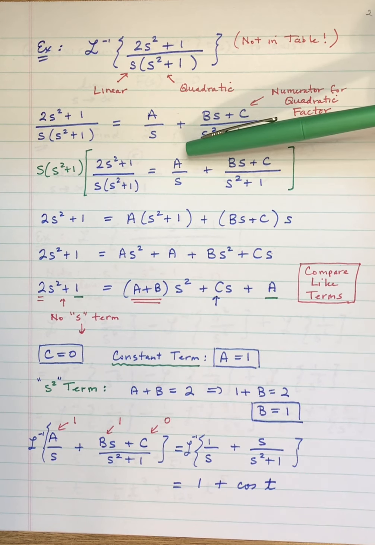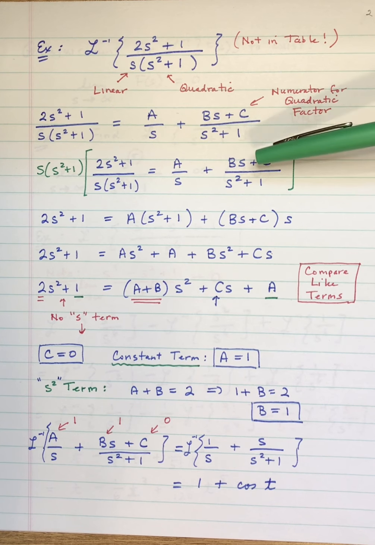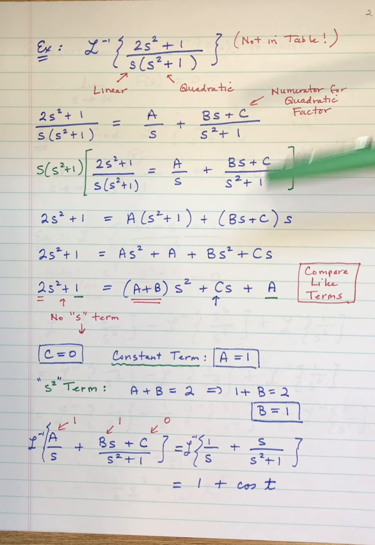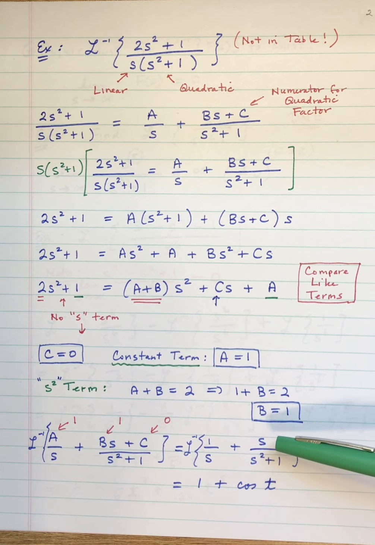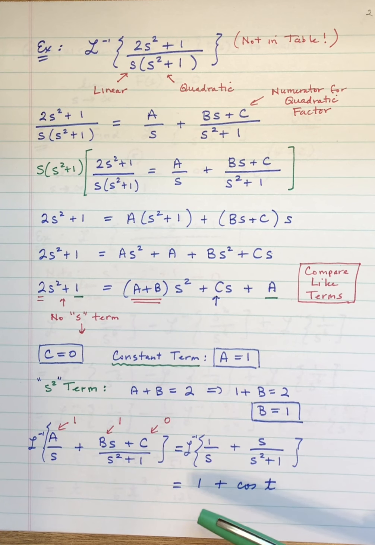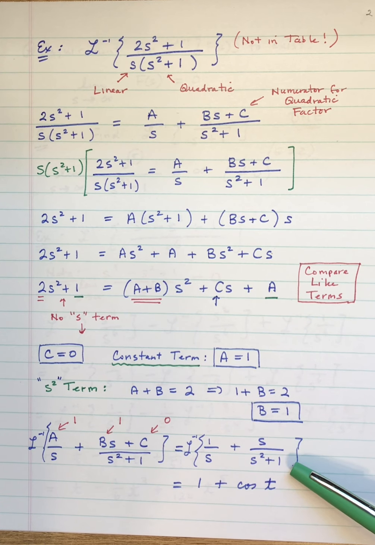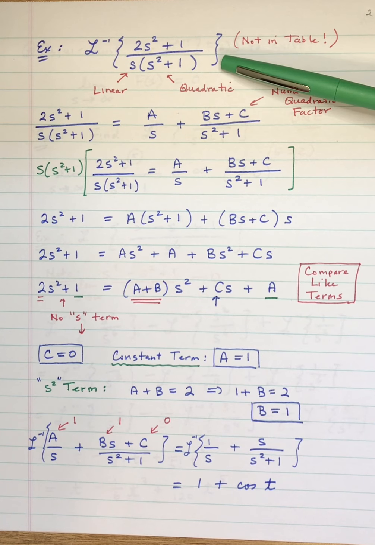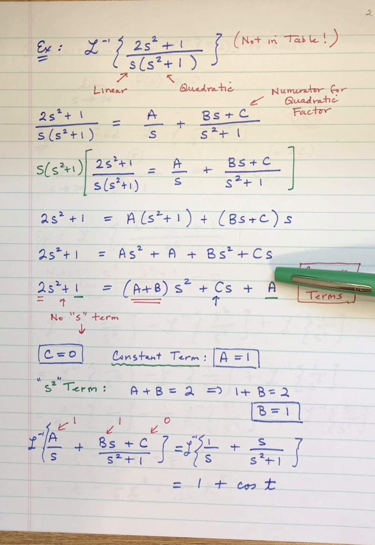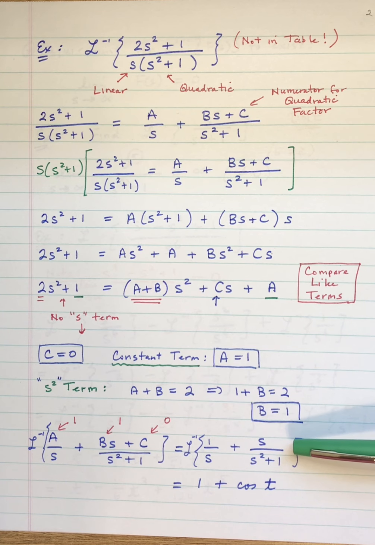So that's what goes in up here. A is 1, b is 1, and c is 0. So that's what we have here. So we have 1 over s plus s over s squared plus 1. We recognize these from our tables in our previous work. Inverse Laplace transform of 1 over s is 1. Inverse Laplace transform of s over s squared plus 1 is cosine t. So that's pretty easy at the end. We started out with one we didn't recognize, did partial fractions, and then got some really simple inverse Laplace transform problems at the end.